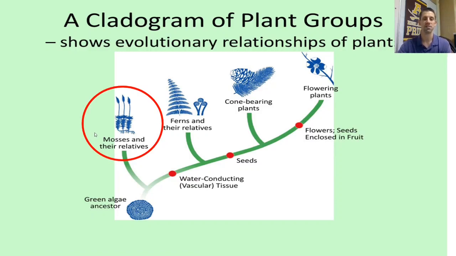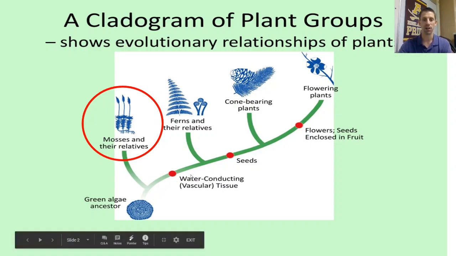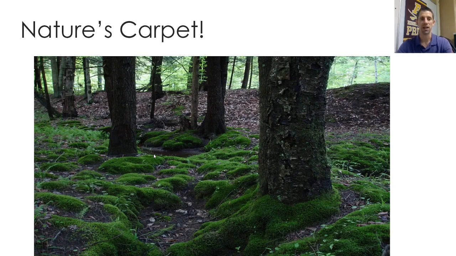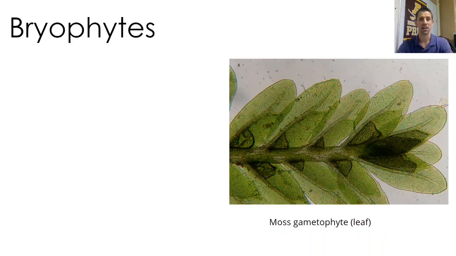Again, bryophytes are the scientific name of these plants. What's key here is that they do not have water conducting or vascular tissue like all other plants have. So that's going to be one of the major distinguishing features. I love this image referring to moss as nature's carpet, because it certainly acts like that: a very low growing plant that will grow in the shade and in moist areas.